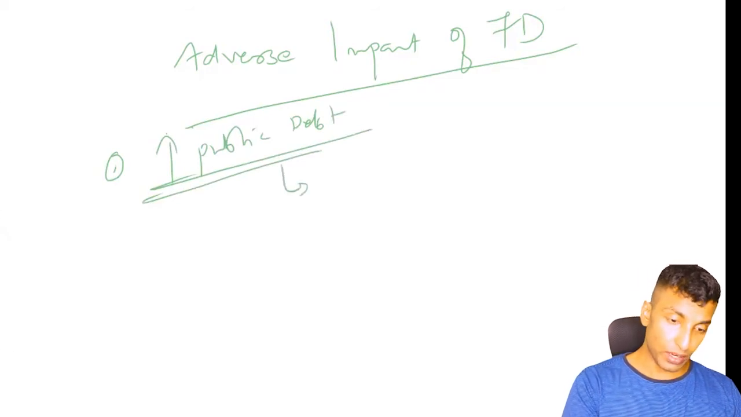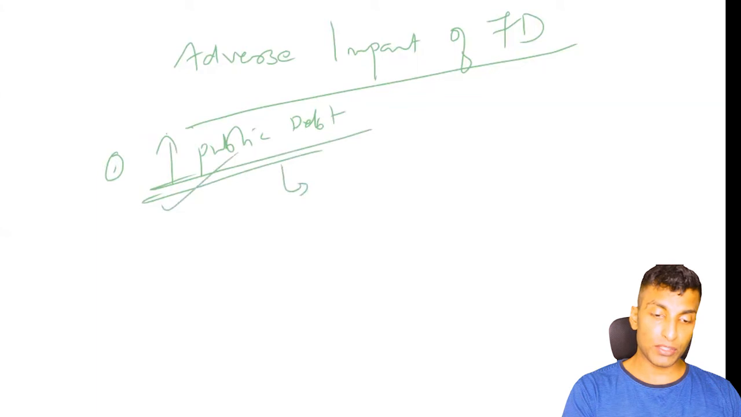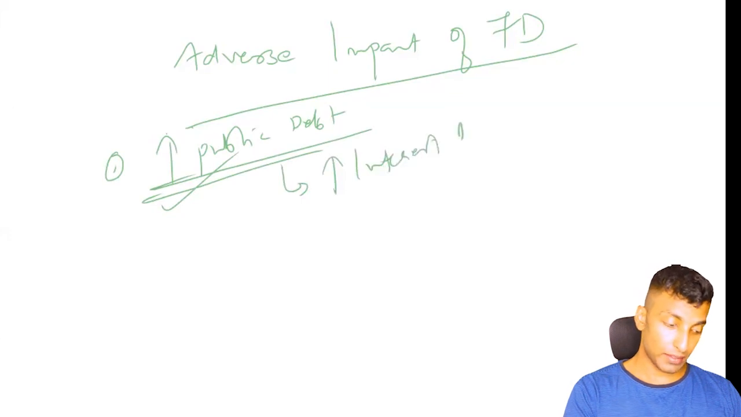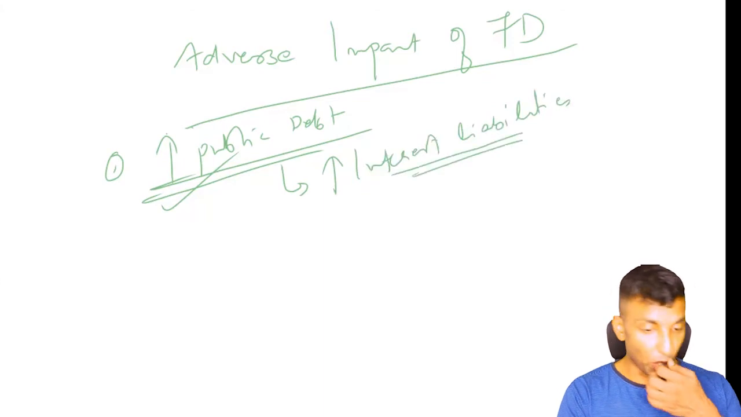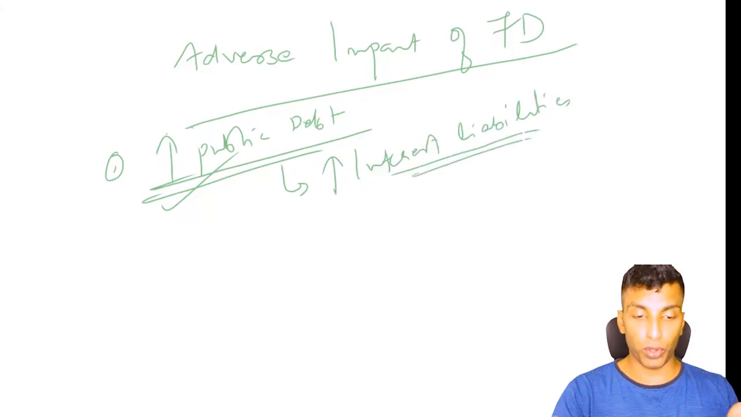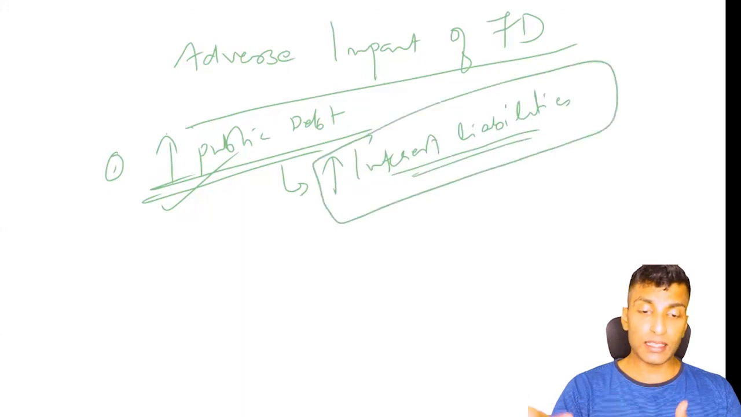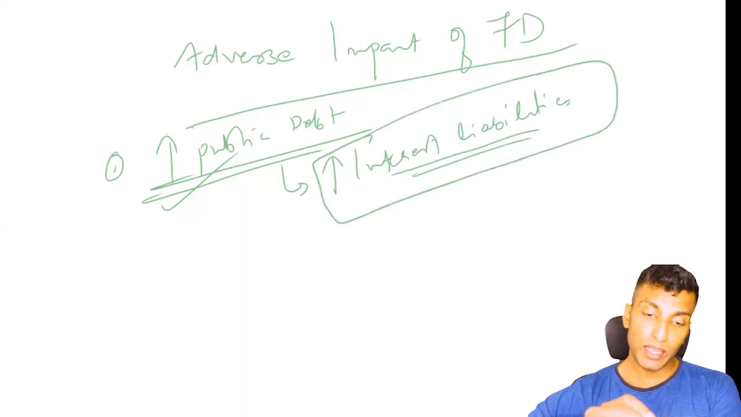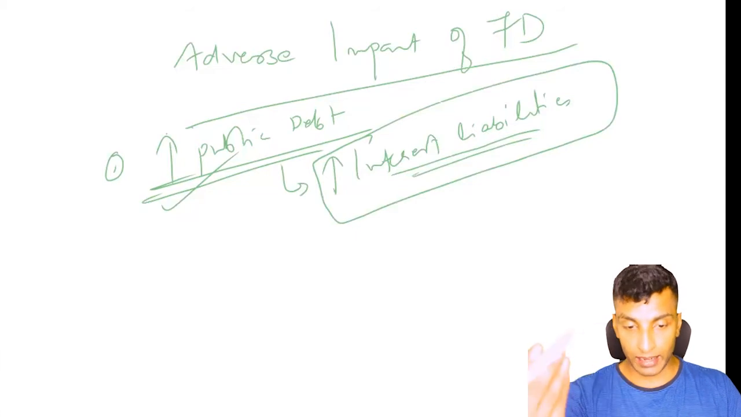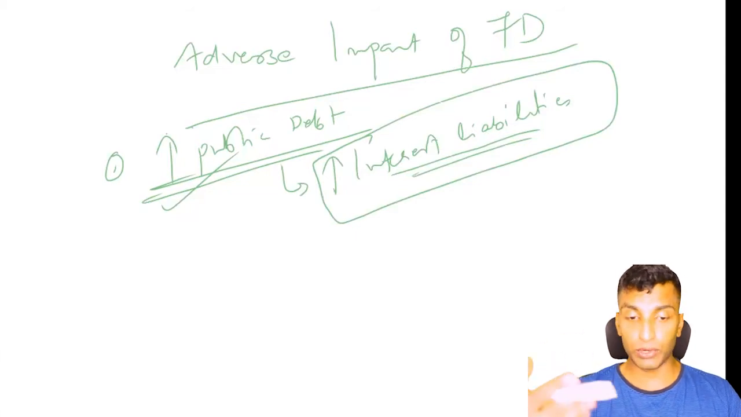Okay, so here public debt increasing means what? You need to pay the interest also. So it will increase interest liabilities. See, actually there is a problem. If this government keeps on borrowing, what will happen? This interest liability will fall on whom? The next government, right? So there has to be intergovernmental or intergenerational equity, and all that question is there.